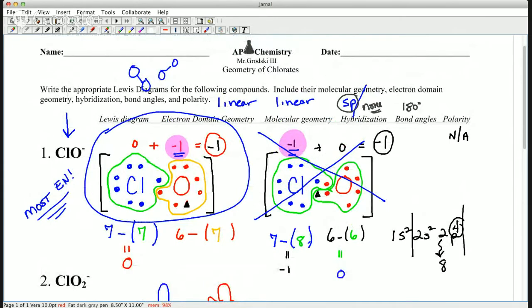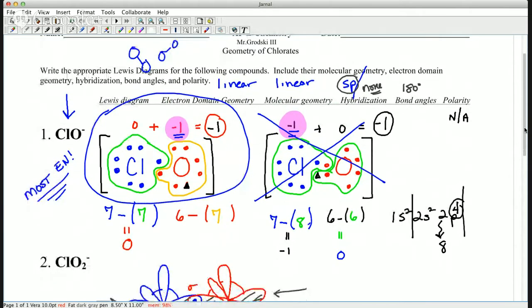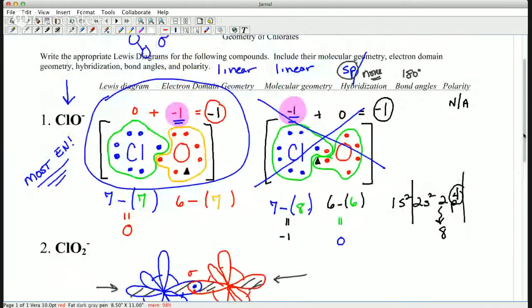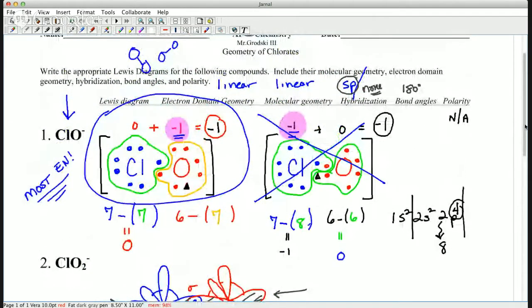All right, it's going to get a little more complicated, and we're going to need formal charges as we continue. So let's continue on to ClO2 negative. Now, if you have any questions, please tell Matt to text me, as my phone is dying.